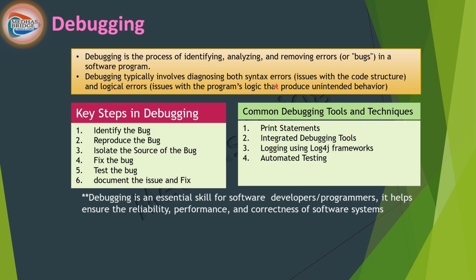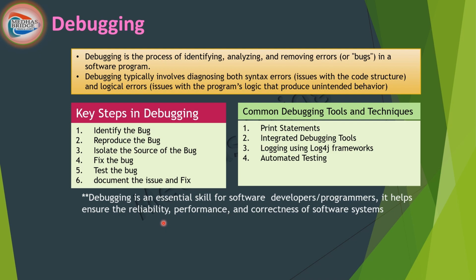Syntax errors will be taken care of during your compilation time anyway, but runtime errors are where the program logic produces unintended behavior, right? Definitely it is not what you are expected to see in software programming. While executing functionally, if it is deviating from what you wanted, then you have to go and figure that out and fix it, isn't it? That is called debugging, and it is an essential skill that every software developer or programmer should have. It helps ensure reliability, performance, and correctness of software systems and programs.